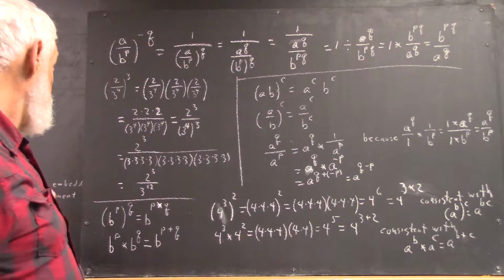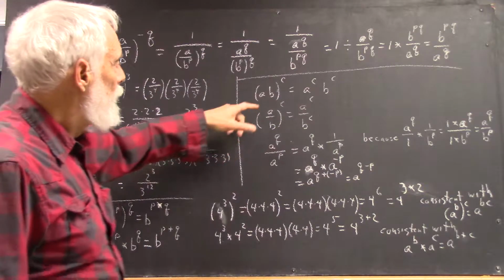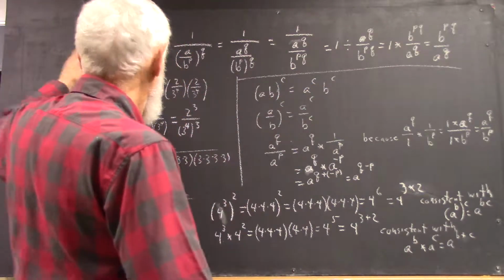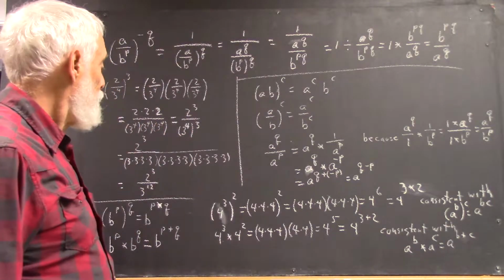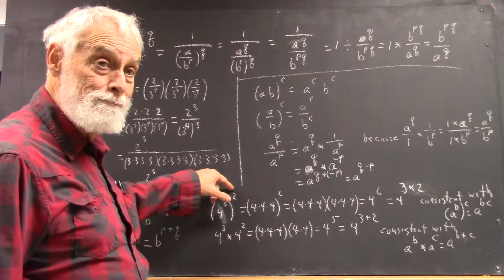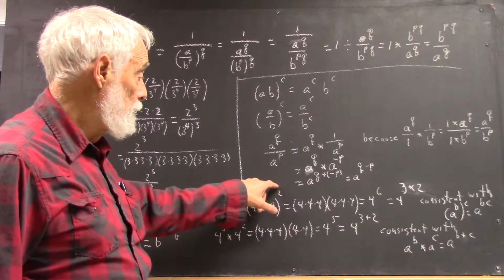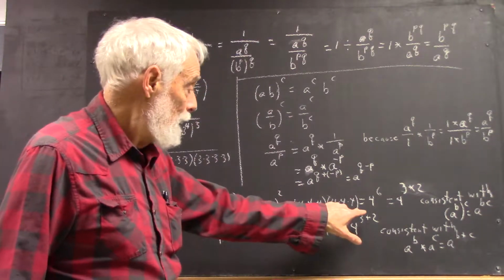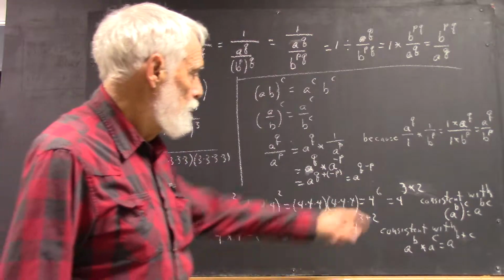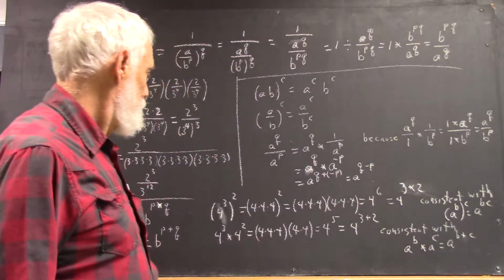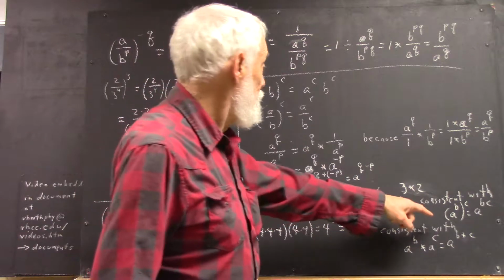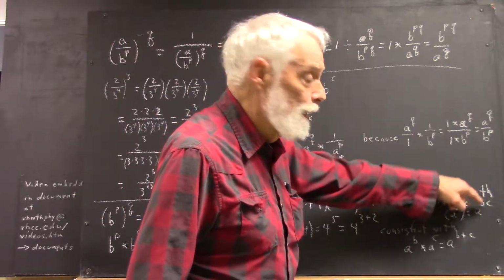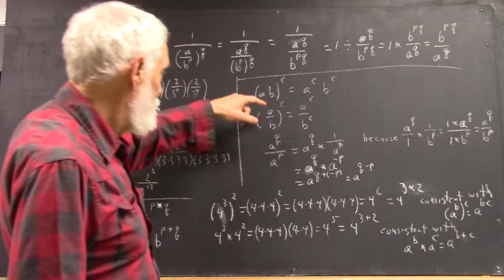Now a couple other things. (ab) to the c then is a to the c times b to the c, and you could write that out with 2's and 3's, like 4 to the 3rd squared is 4 times 4 times 4 squared, 4 times 4 times 4, 4 times 4 times 4, and that's 4 to the 6th, which is 4 to the 3 times 2. So this is consistent with saying that a to the b raised to the c is a to the bc.